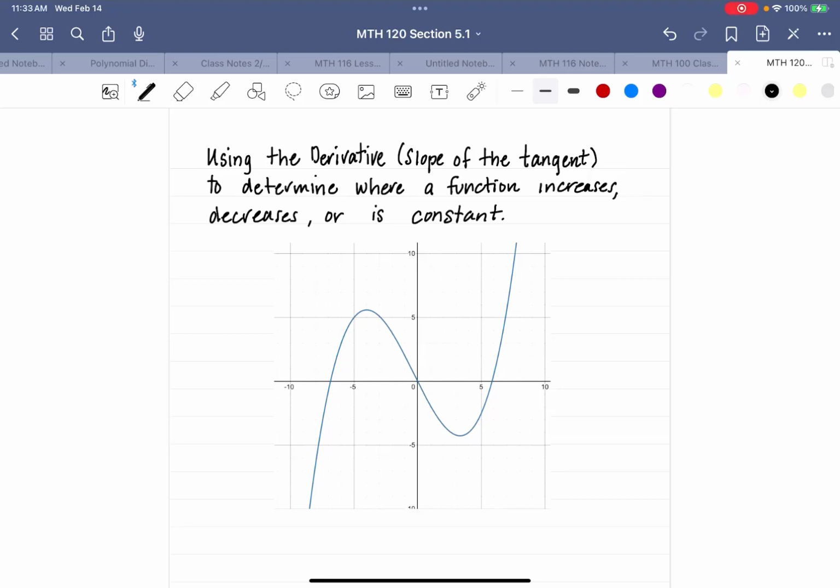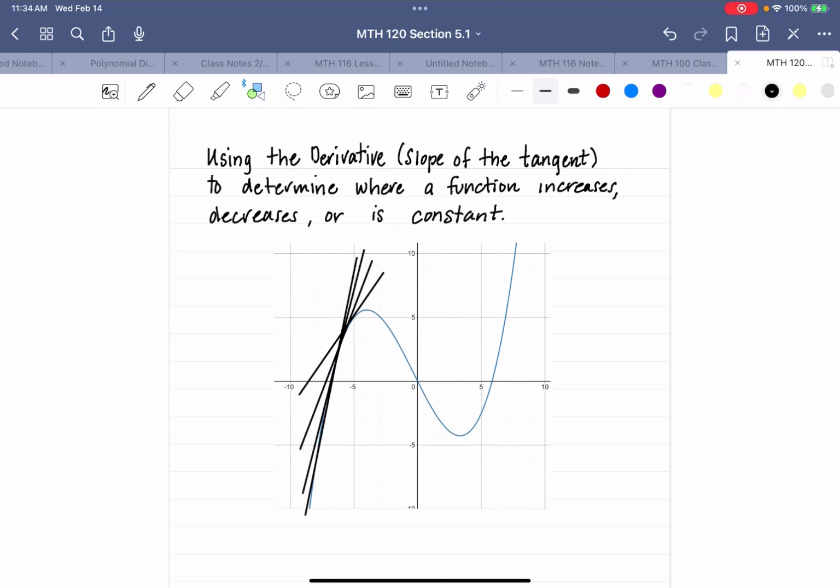So now let's take a look at how you use the derivative, remember that's the slope of the tangent, to determine where a function is increasing, decreasing, or is constant. If I take a look at the graph shown here, if I look at a tangent line to this graph, you will notice that on this left side, no matter where I touch that tangent line, and remember that only touches once, you'll notice that the slope of the tangent is always a positive number.